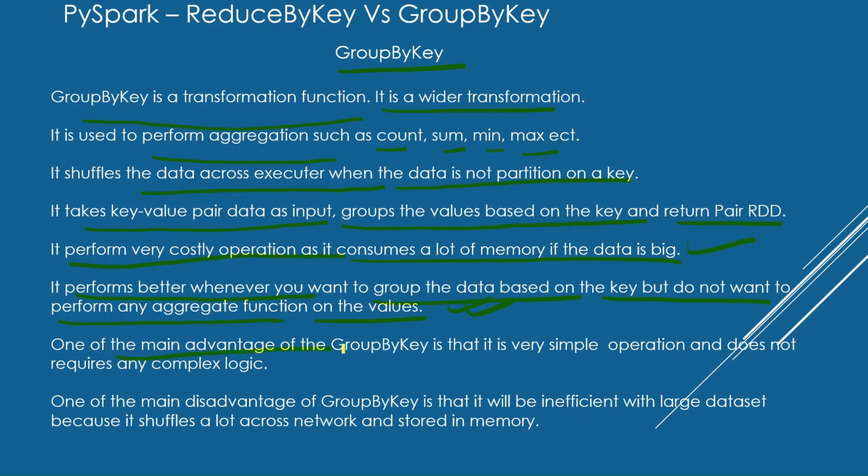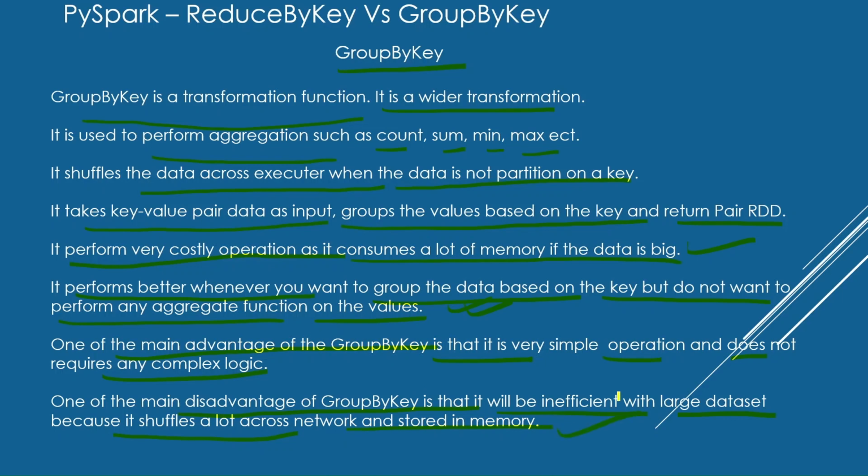One of the main advantages of group by key is that it is a very simple operation and does not require any complex logic. It doesn't require any complex logic to group the values of the key. This is one of the main advantages of group by key. The main disadvantage of group by key is that it is inefficient with a large data set, because it shuffles a lot of data across the network and stores it in memory.